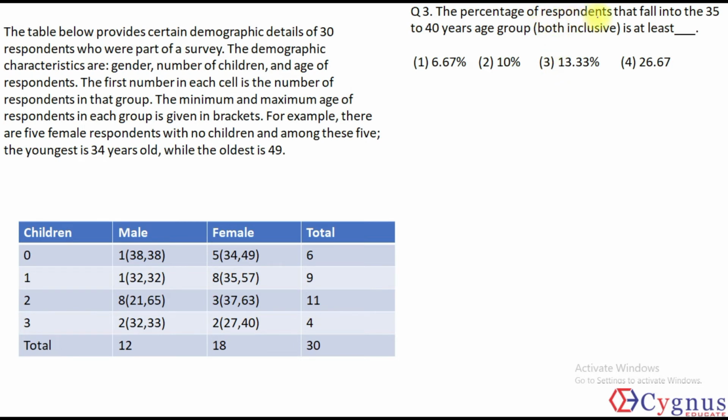The percentage of respondents that fall into the 35 to 40 years age group, both inclusive. So what do you want? You want your respondents to fall in this category. Minimum 35 and maximum age should be 40. If you look at the first row, if the number of children are 0, how many such males are there? 1. So definitely his age should be 38. It lies in this range. So we'll take 1 male.